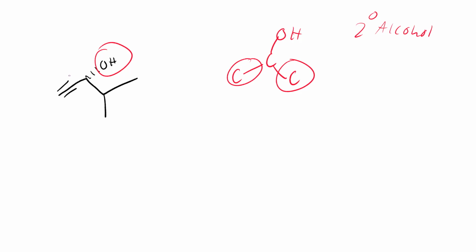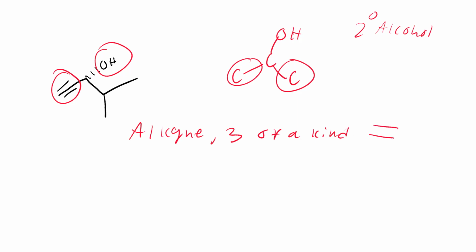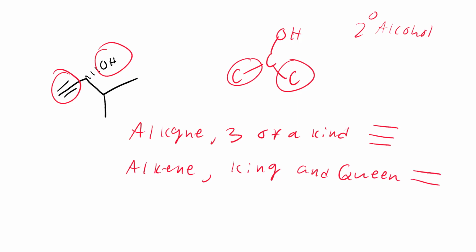And that's about it, but then you almost forget about the alkyne. Another way to remember this is alkyne, 3 of a kind, right? So 1, 2, and 3. And then an alkene would be king and queen, or queen and king, whatever, right? Those are the easy ways to kind of remember your functional groups.